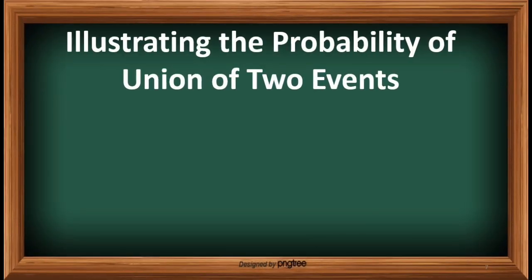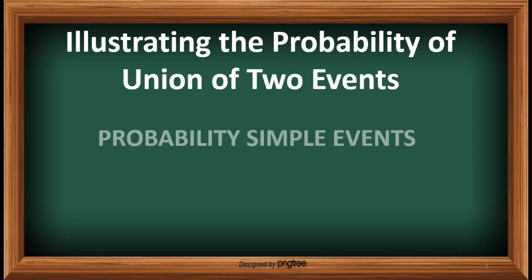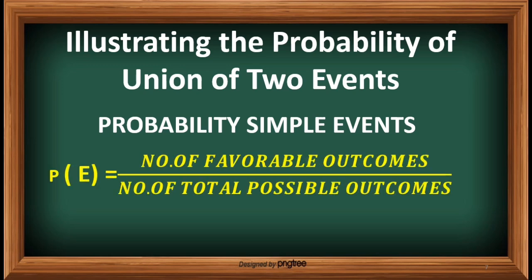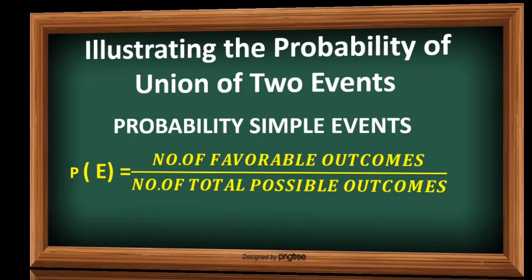So, let us illustrate the probability of union of two events. When we say illustrating the probability of union of two events, we will be dealing with the probability of simple events. In finding the probability of simple events, we need the formula: the probability of an event is equal to the number of favorable outcomes divided by the number of total possible outcomes.